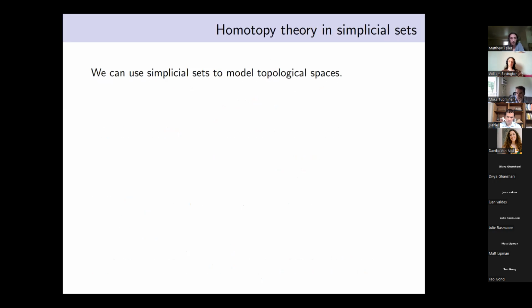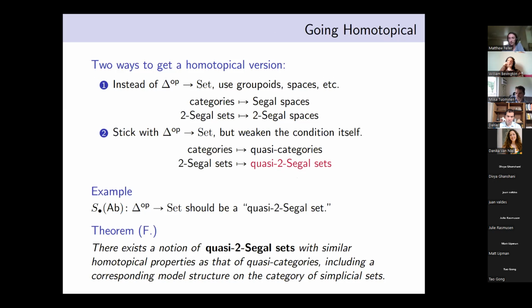Okay, so sorry, can I just recap? In point 1, we were changing our simplicial sets to groupoids or spaces, and what condition were we not weakening? We weren't. So, yeah. We were demanding a unique.